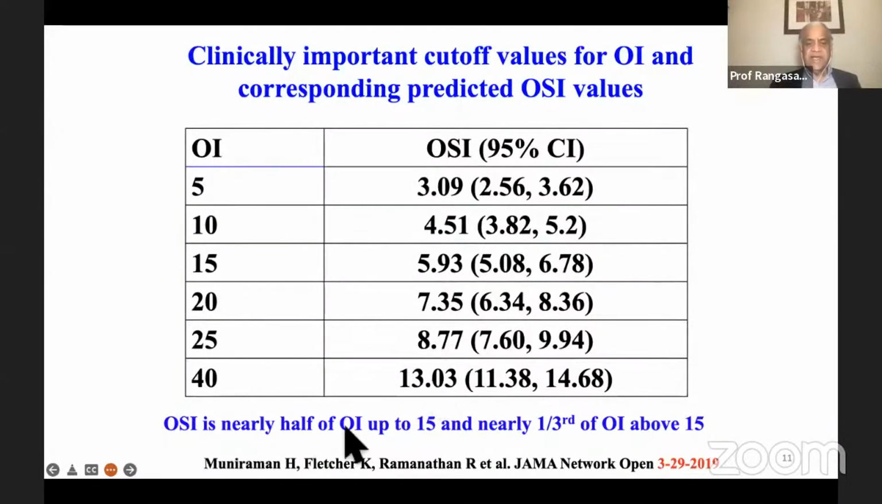So OSI is nearly half of OI up to 15, and then nearly one-third of OI above 15, because of the sigmoid shape of the oxygen dissociation curve. So it's very easy to look at it and say, okay, I'm going to start a baby on nitric oxide because my OI is 20, but I don't have a PaO2 at this time. What can you do? If you have a saturation and you calculate the OSI, and that value is between 6 to 9 or 6 to 8, the baby will probably meet the criteria for hypoxemic respiratory failure.